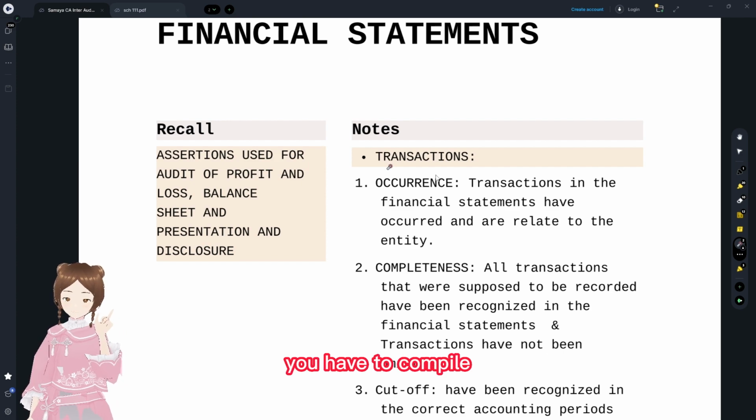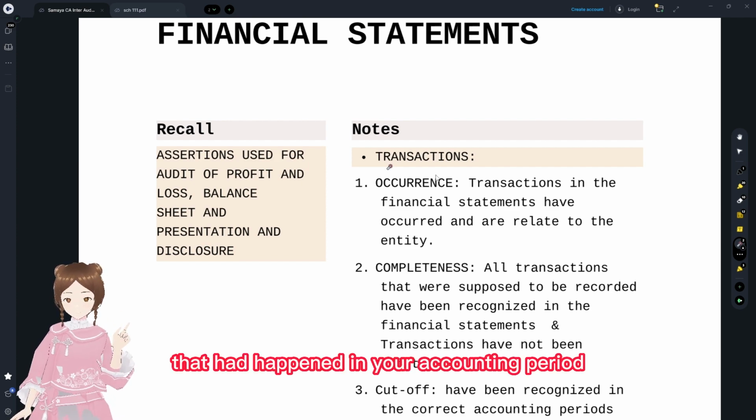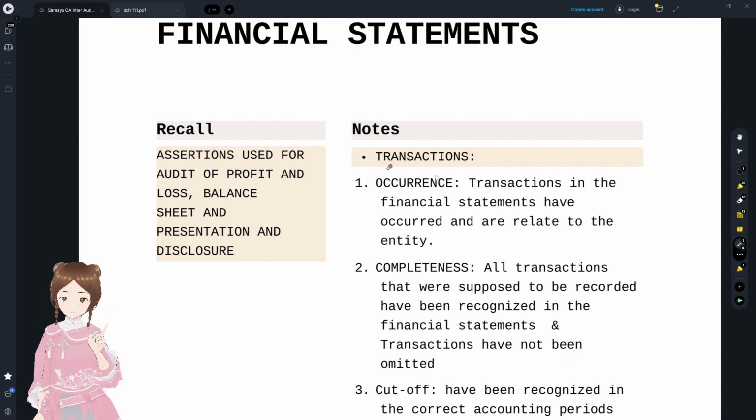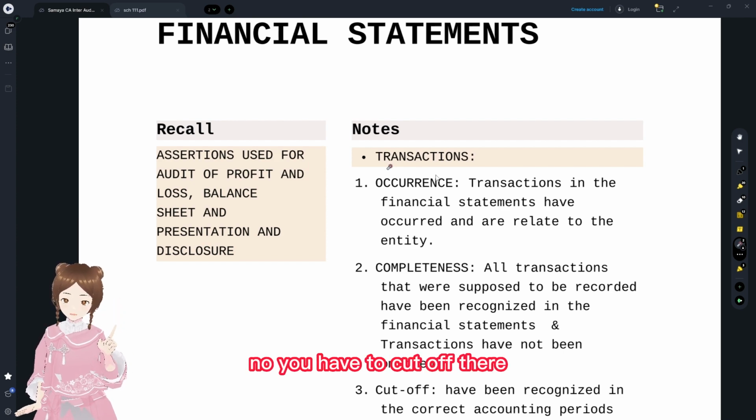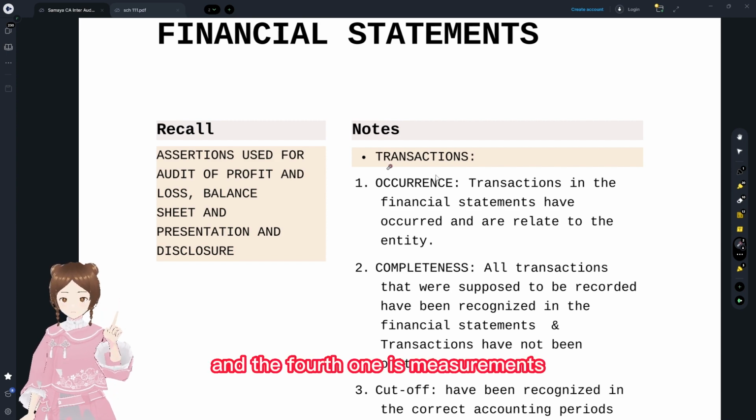So you have to compile all the transactions that happened in your accounting period. And the second thing is, there were also transactions that happened after the accounting period. What do you have to do? Do you have to include those also? No, you have to cut off there. That is cutoff. And the fourth one is measurement.